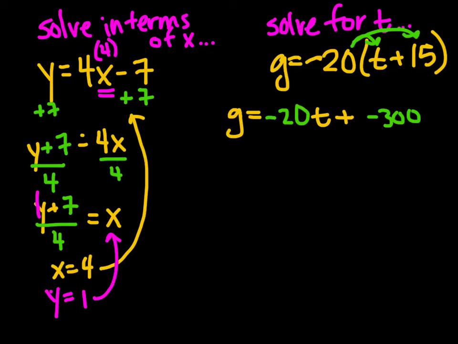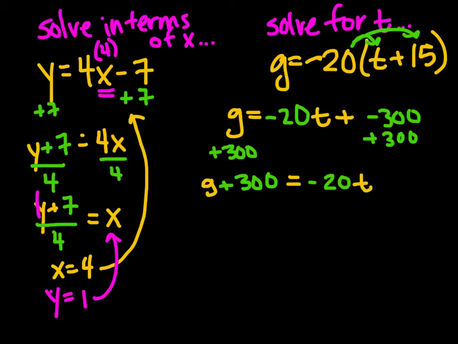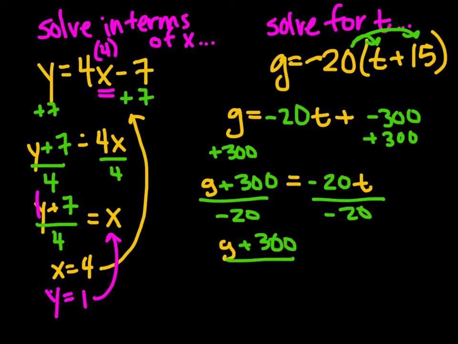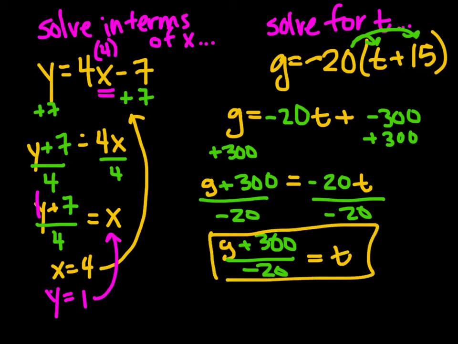From there, we just need to solve for t. We need to do a little bit of math to make t by itself. So we're going to add 300 to both sides. So we have g plus 300 is equal to negative 20 times t. Now we're going to divide by negative 20. So we get g plus 300 divided by negative 20 is equal to t. So that's another equivalent expression to the first one that we had.